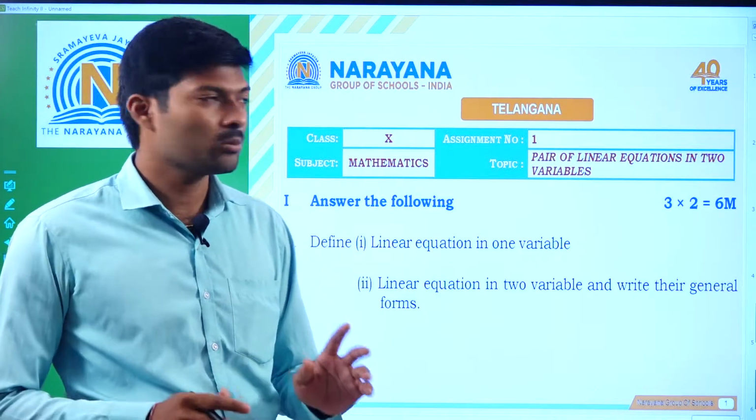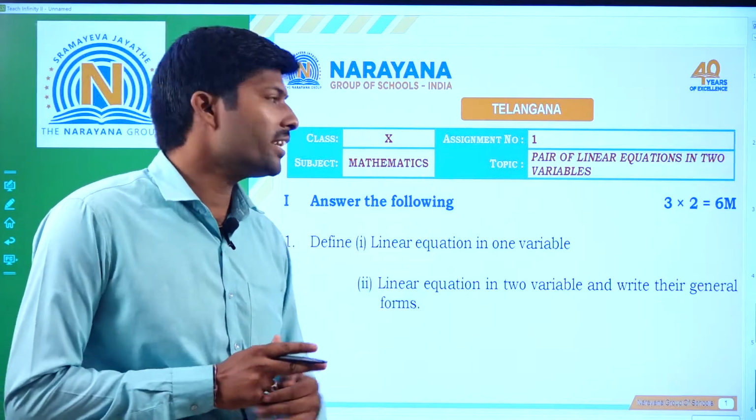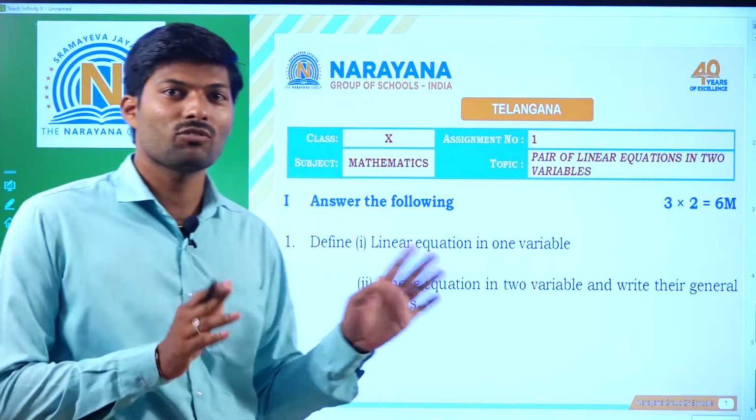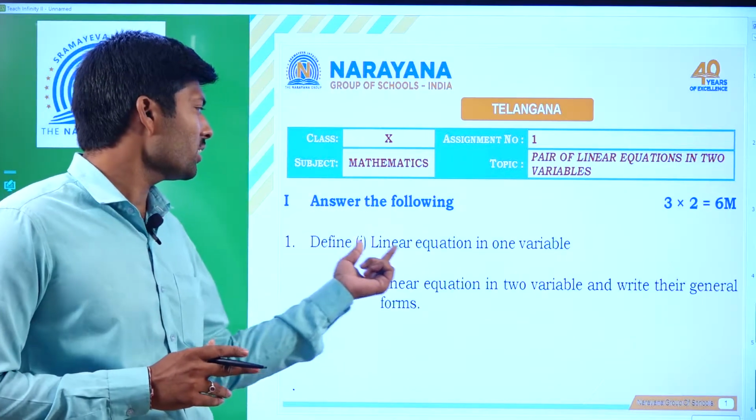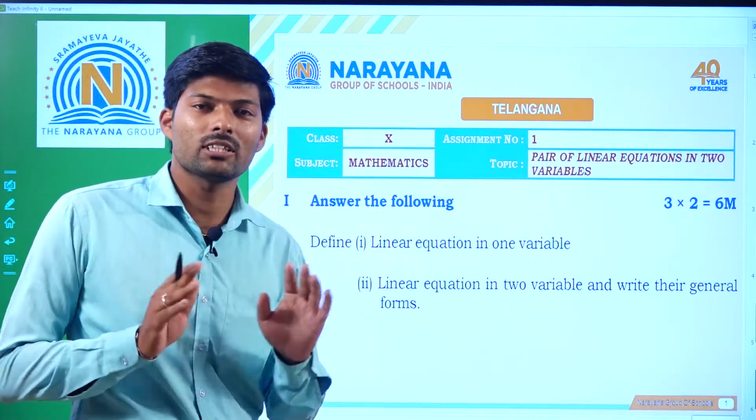Today I am going to explain about assignment 1 from 10th class. The topic is pair of linear equations in two variables. So, let us see the first question. The first one is define linear equation in one variable. So, a linear equation in one variable is nothing but what?